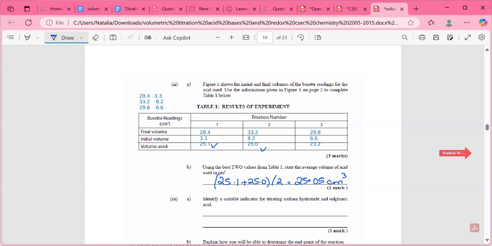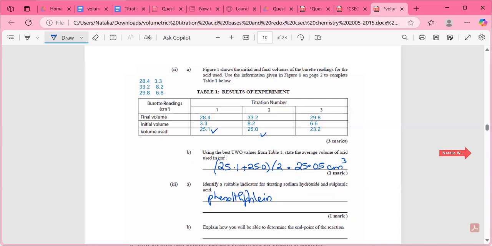Identify a suitable indicator for titrating sodium hydroxide and sulfuric acid. I am going to be using phenolphthalein. I think that's how it's spelled. So I'm going to be using phenolphthalein.